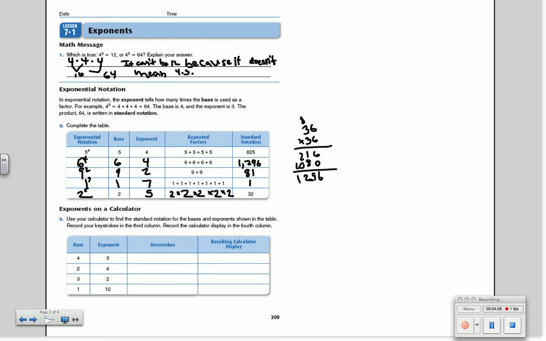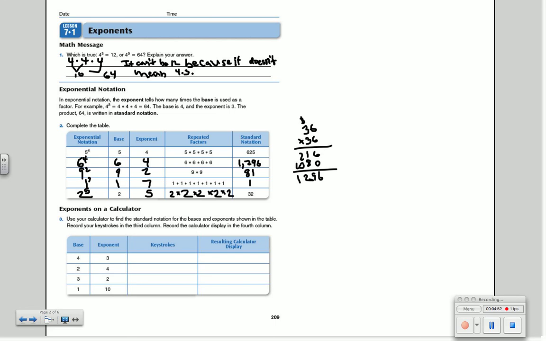Okay, now, question 3, exponents on a calculator, you actually need your calculator for. So I'm going to show you with the calculator after I read the directions, and I'll give you a chance to do it yourself. So it says, use your calculator to find the standard notation for the bases and exponents shown in the table. Record your keystrokes in the 3rd column, and then record the calculator display in the 4th column.